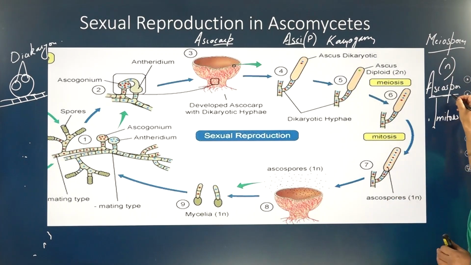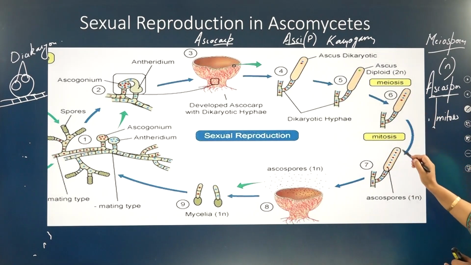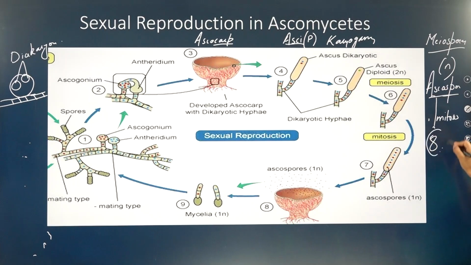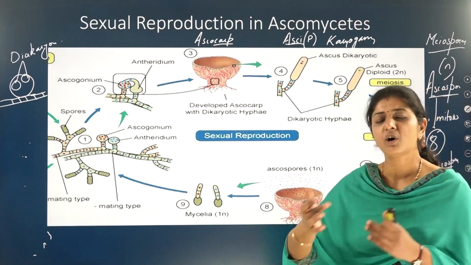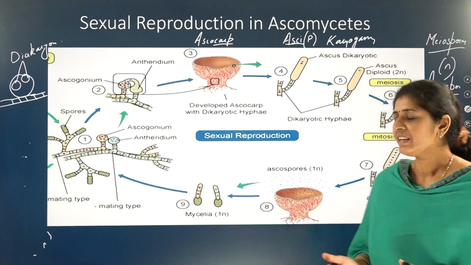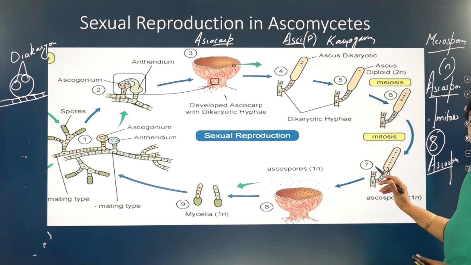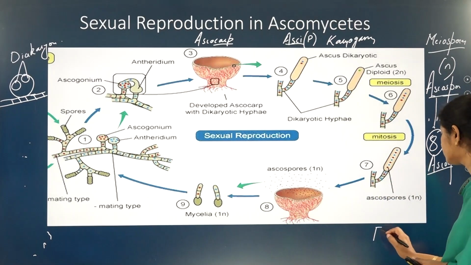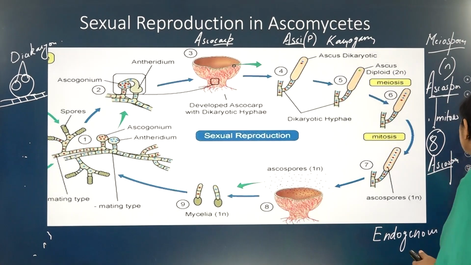It is haploid. How many form? 4 form. But after mitosis, each will become 2. Can I say total ascospores at last will be 8. How many ascospores will form at the last? 8. Actually, how many form in the beginning? 4. Now each one undergoes mitosis. How many will we get? 8. And can you see it is still enclosed inside this structure? That's why it is endogenous. The very important word here is endogenous.